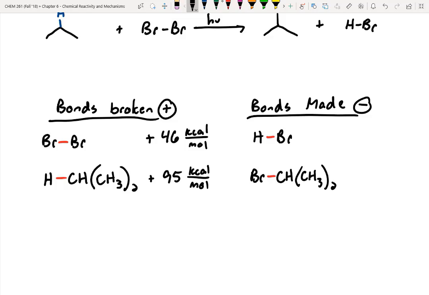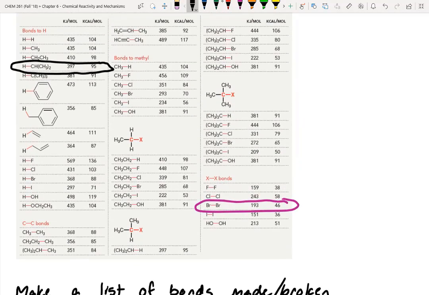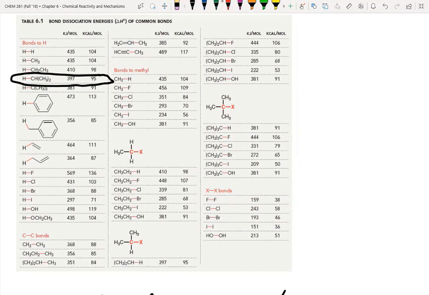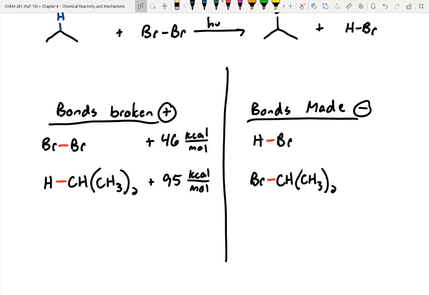All right, so we've got one half of our list done. Let's do the bonds made side and look for HBr. So if we go up and look for HBr in here, I'm going to erase these. HBr is down here, 88. So let's plug that in. And it's important to remember the sign, right? It's got to be negative 88 kcals per mole.